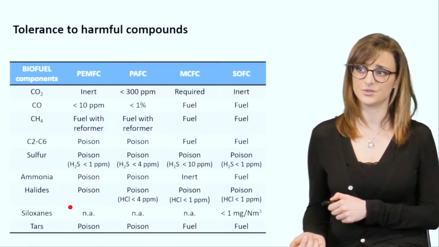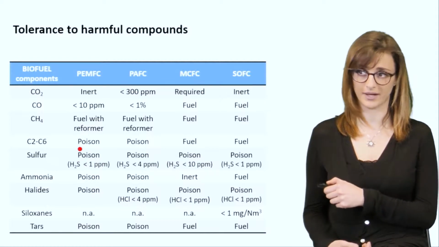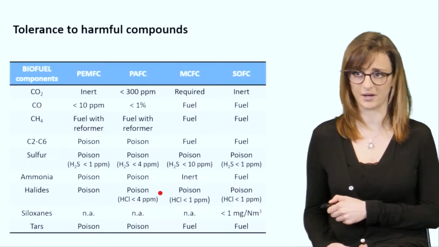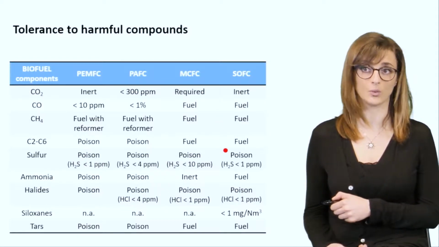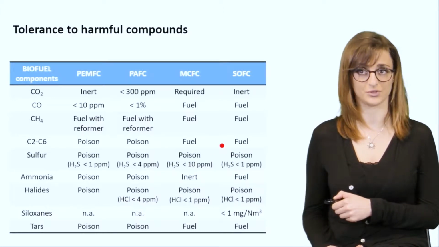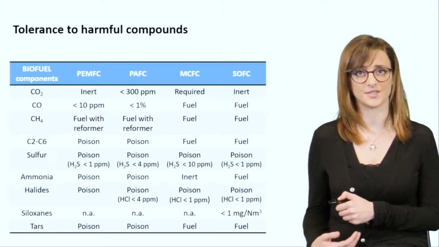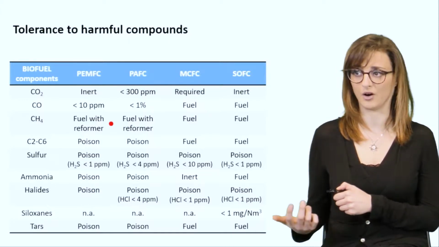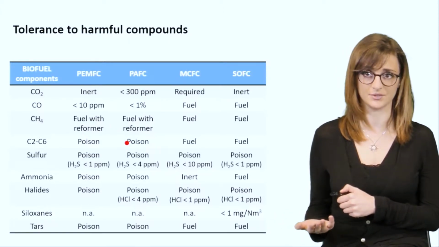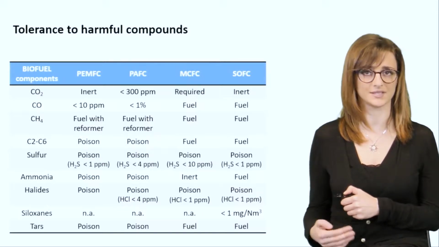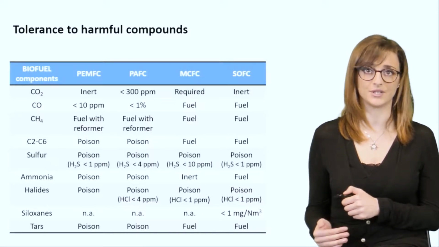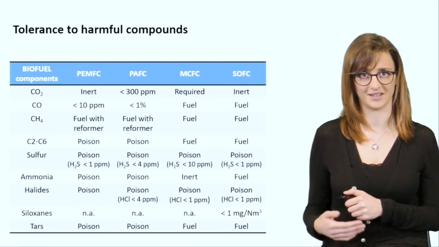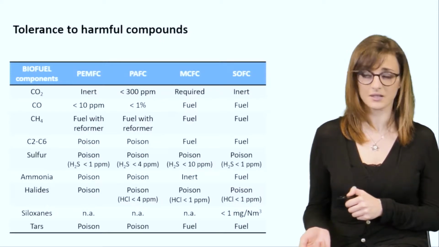The tolerance to carbon compounds and trace compounds increases going towards high temperature fuel cells. This is because the higher temperature enables the internal reforming of both methane and small hydrocarbons, so we don't need to complete 100% reforming out of the fuel cell.